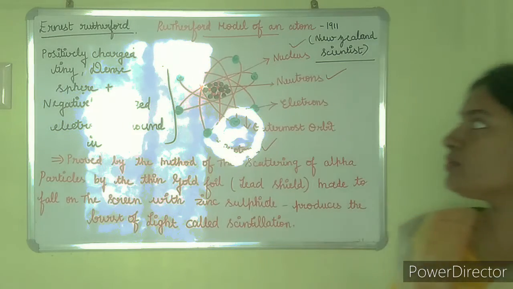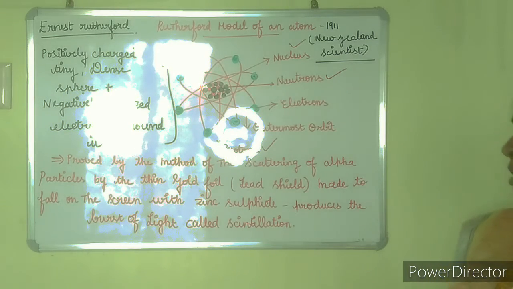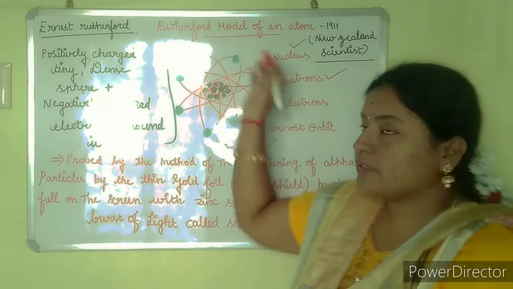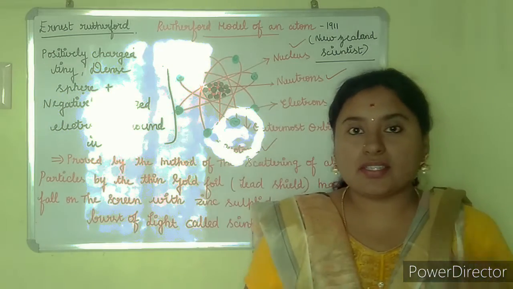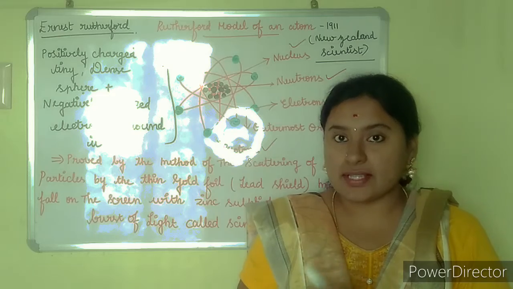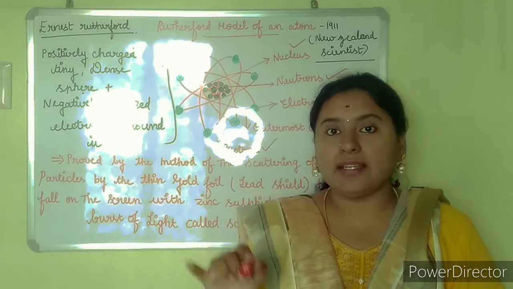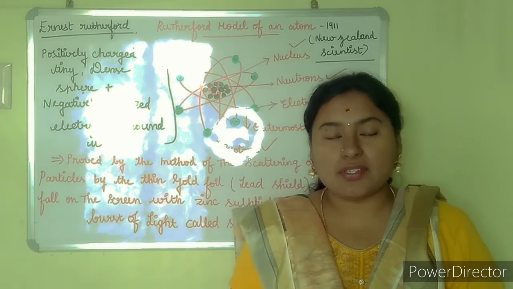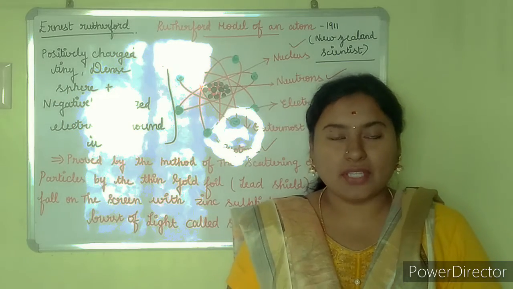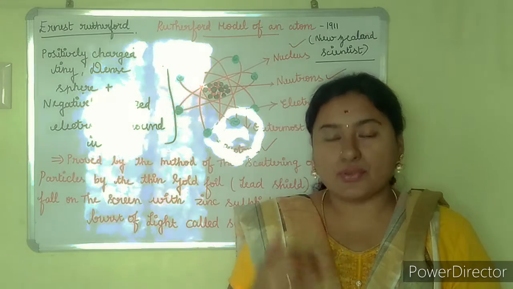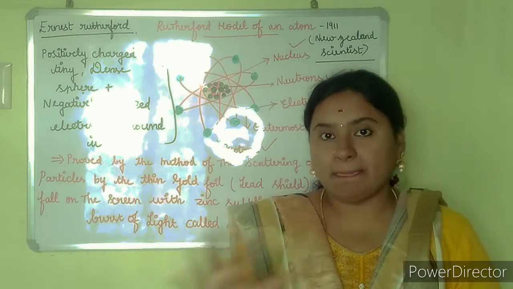So this is what Rutherford explained in his model, and this is called the Rutherford model of an atom. It consists of protons, neutrons as well as electrons. Electrons will always be present in the outermost orbit, but protons and neutrons will be present inside the nucleus of the atom. The protons and neutrons together are known as the nucleons.